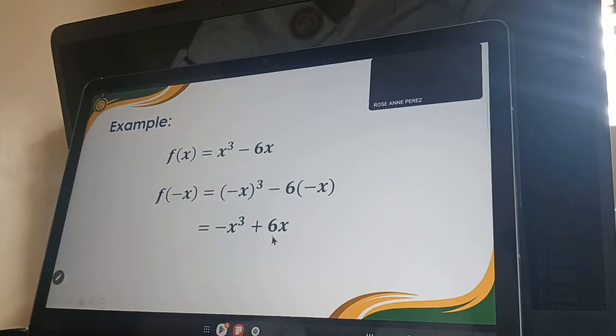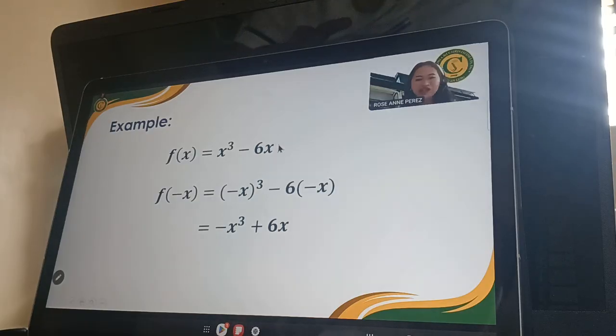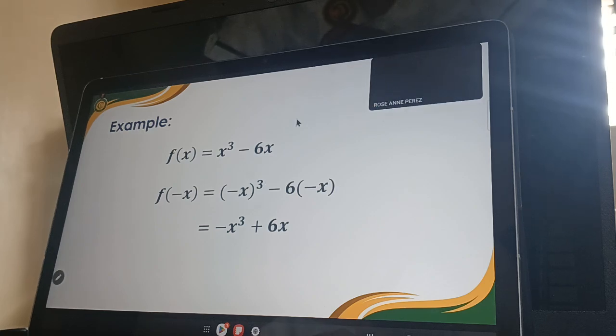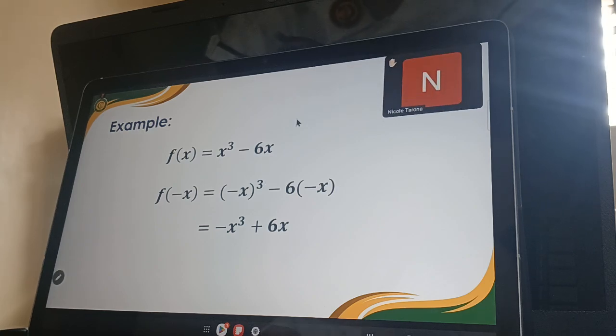Now, try to evaluate our answer. Is it the same as our original equation? No. Okay, try to compare our answer and its original equation. Do not answer in chorus. Yes, Nicole. It is not the same, miss. So, therefore, it is an odd function.